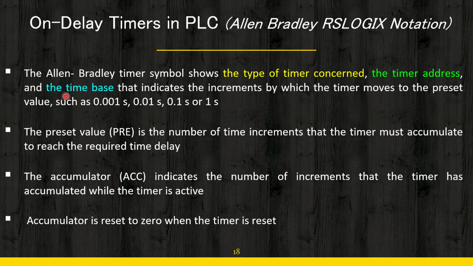Now you can see the Allen-Bradley timer symbol shows the type of timer concerned, the timer address, and the time base. That indicates the increments by which the timer moves to the preset value. The time base has several values such as 0.001 second, 0.01 second, 0.1 second, or 1 second. Now there is a preset value. It is given as PRE. It is the number of time increments that the timer must accumulate to reach the required time delay.